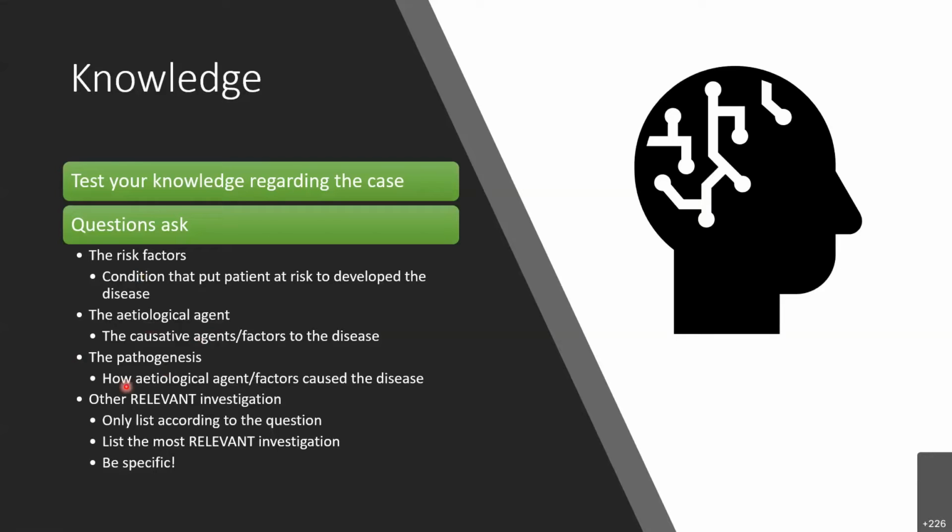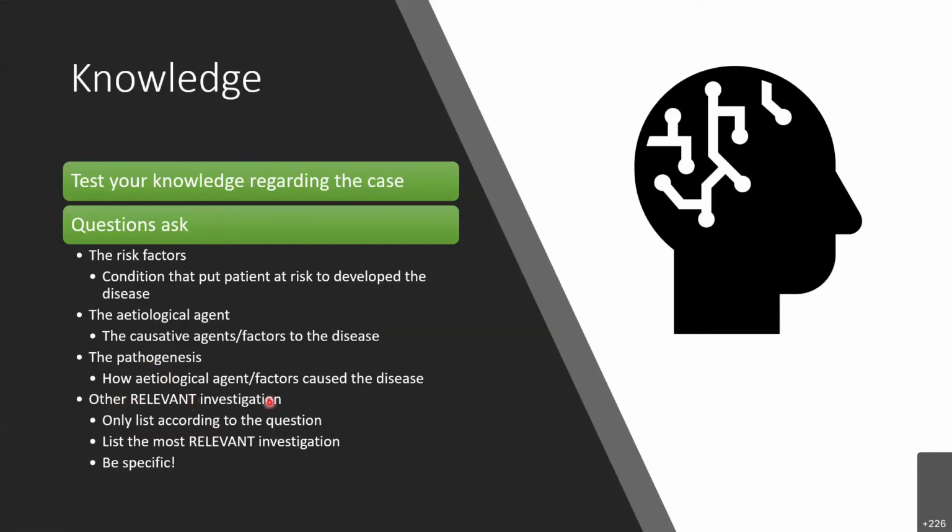The pathogenesis is actually how the etiological agent or factors cause the disease. If you are asked to give the pathogenesis, usually they need you to just outline it. So you start with the etiological agent first. For example, in pulmonary tuberculosis, if they ask you the pathogenesis, you start with Mycobacterium tuberculosis infection of the person, and then develop from that how pulmonary tuberculosis develops.